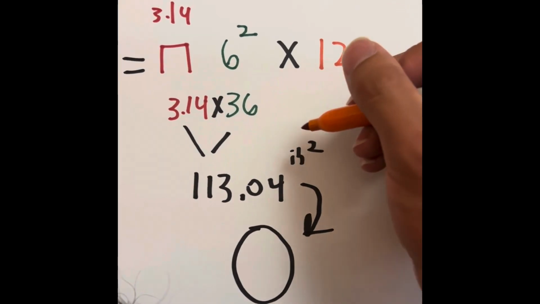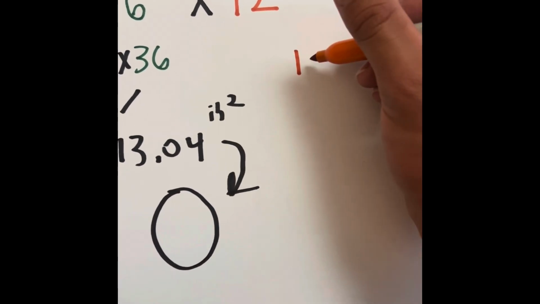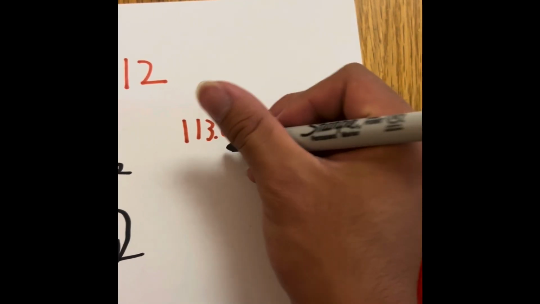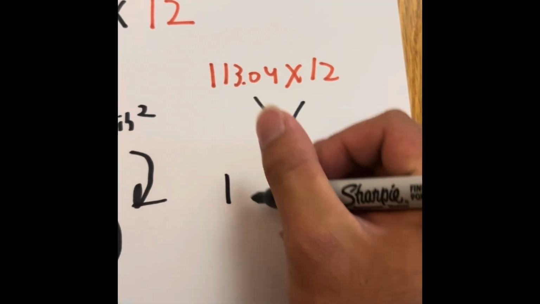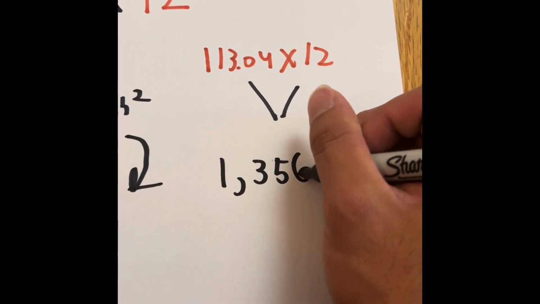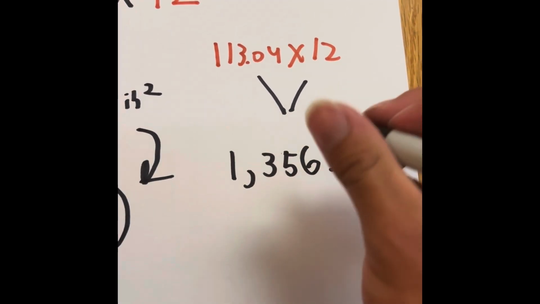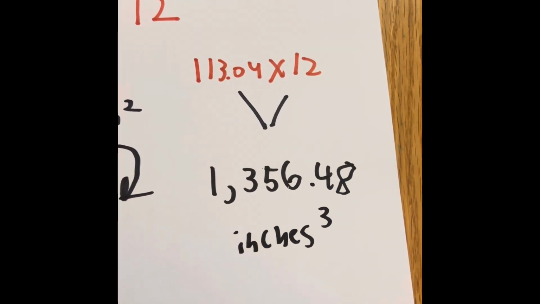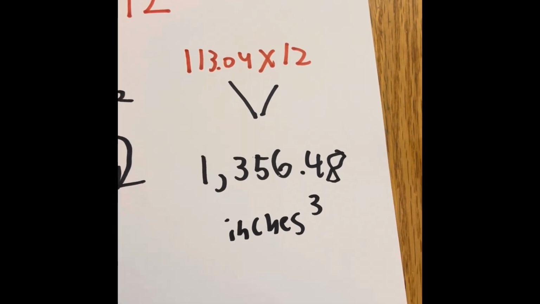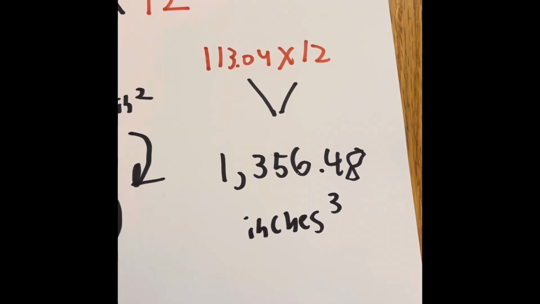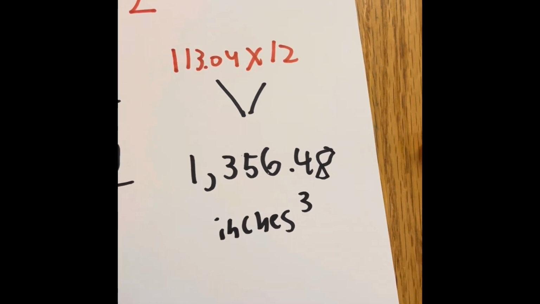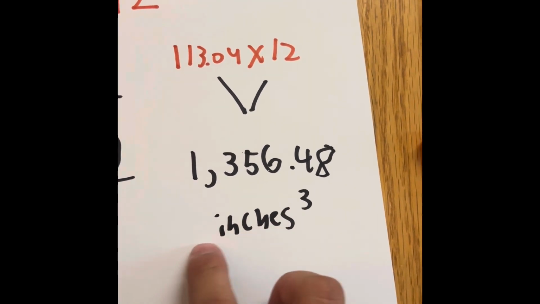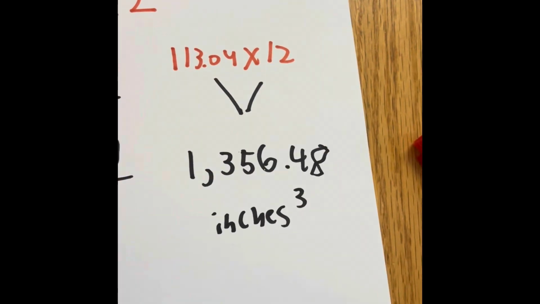So 113.04 times 12, and that will bring you to our final answer of 1,356.48, and that is going to be in inches cubed. The reason why is because a cylinder is a 3D object, and we can see that Bowser is literally holding a jar with a magical fairy inside. Therefore, it's inches cubed, because it's a 3D object that he can hold.